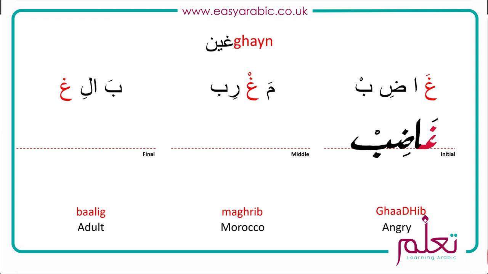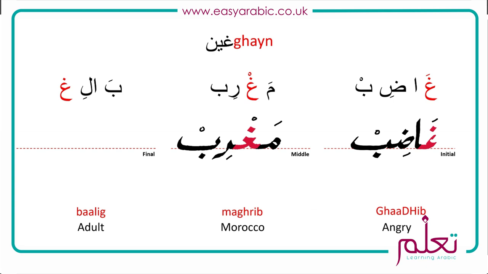Next we have the word Maghrib. So what does it mean? The line. Then we have the Ra and the letter Ba. Maghrib.